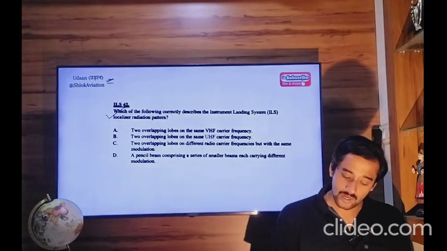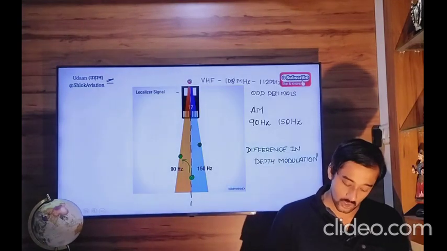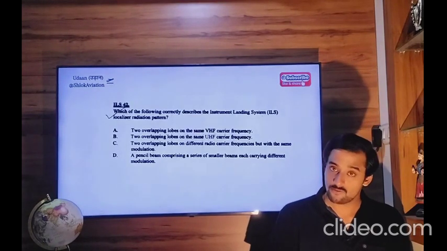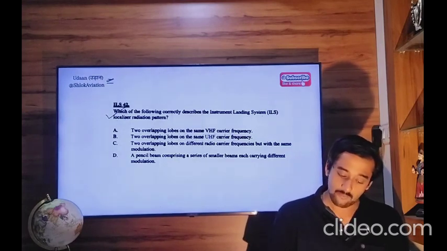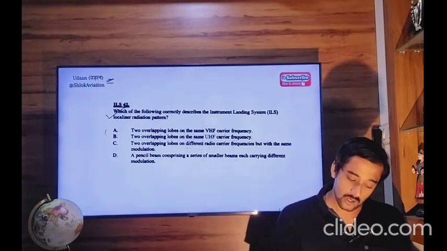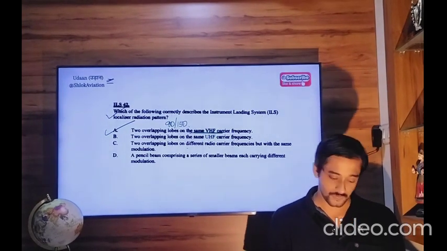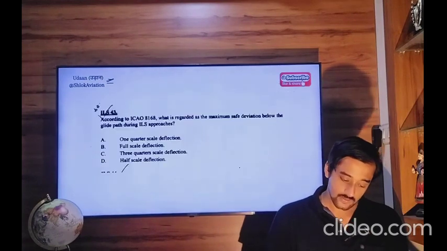The options are: two overlapping lobes on the same VHF carrier frequency; two overlapping lobes on the same UHF frequency; two overlapping lobes on different radio carrier frequencies but the same modulation; a pencil beam comprising a series of smaller beams and carrying different modulation. So the answer is two overlapping lobes, 90 Hz and 150 Hz, on the same VHF carrier frequency. Next.